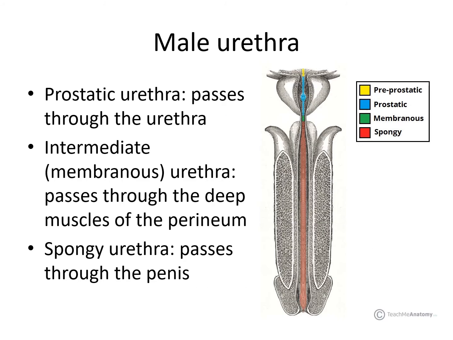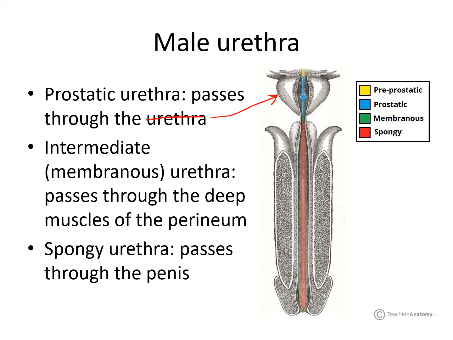Adding on a little bit more to the last slide, when we're talking about the different parts that are a little bit different from male to female, let's talk a little bit about the male urethra. It is going to be split up into 3 parts. The first is going to be the prostatic urethra. It's going to pass through, not the urethra, it's going to pass through the prostate.